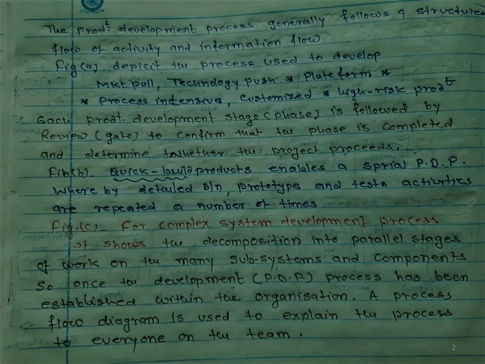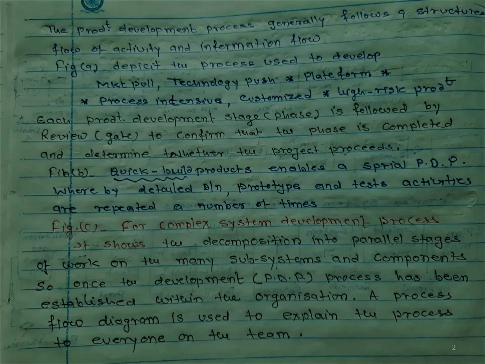The second flow diagram is for quick build products. They enable a spiral product development process whereby the detailed design, prototype and test activities are repeated a number of times to finalize the design of a product, and produce the product and sell it in the market of a particular segment.